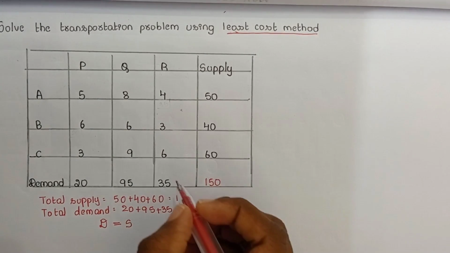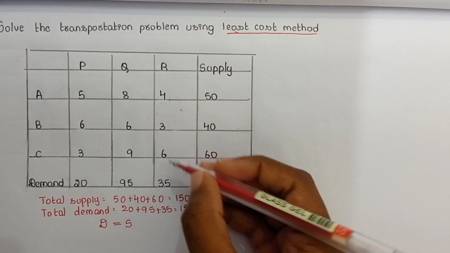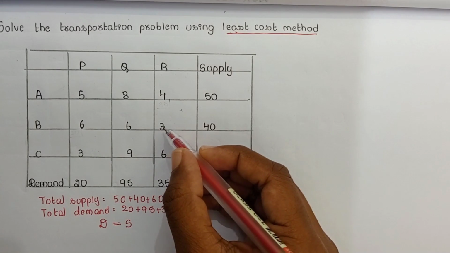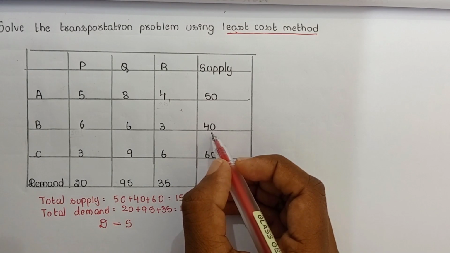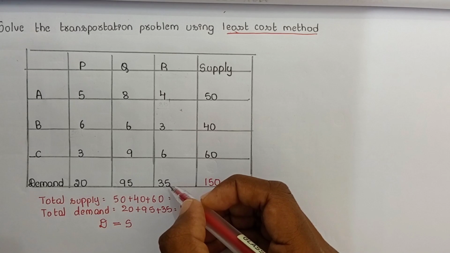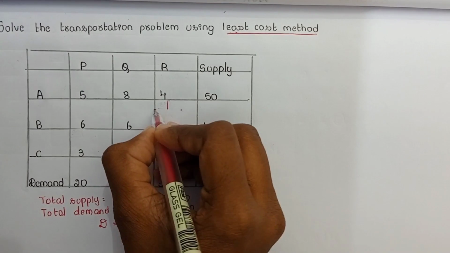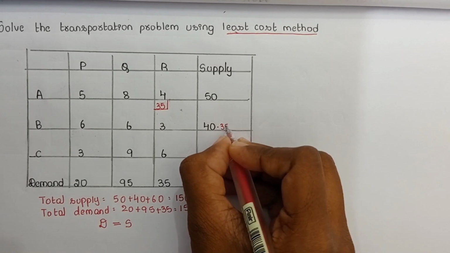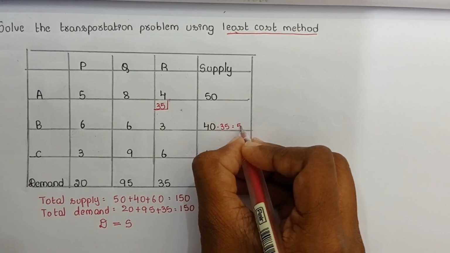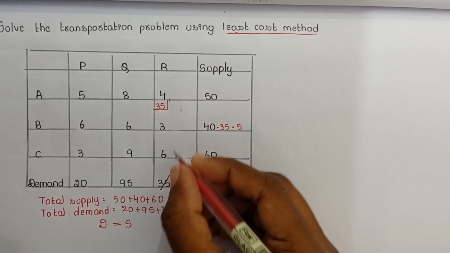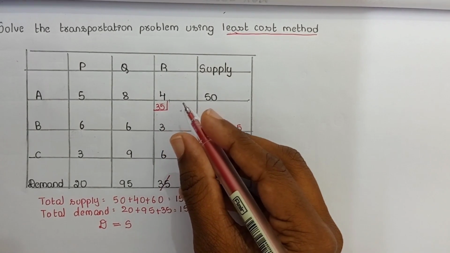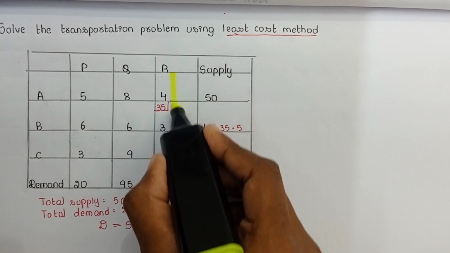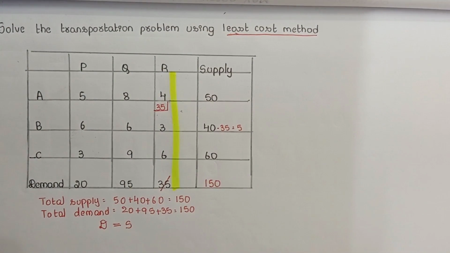So now let's start with the allocation. For allocation, we have to see the demand as well as supply. The demand corresponding to this 3 is 35 and the supply is 40. So the minimum value is 35. I will allocate that 35 here and deduct that 35 from 40. So 40 minus 35 is 5. As I have allocated everything here, I just have to strike off this particular column. Okay, I will strike off that.